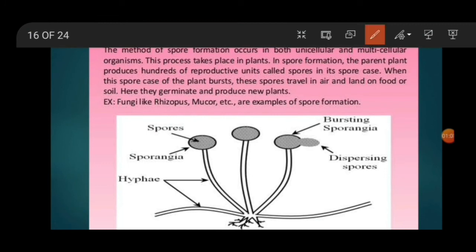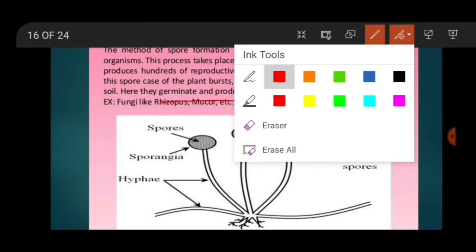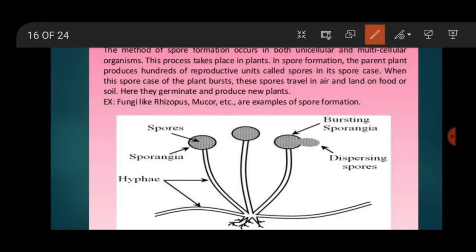Spore formation occurs in both unicellular as well as multicellular organisms. This process takes place in plants. In spore formation, the parent plant produces hundreds of reproductive units called spores in its spore case. When this spore case of the plant bursts, these spores travel in air and land on food or soil. Here, they germinate and produce new plants. Example of such type is fungi like Rhizopus or Mucor.